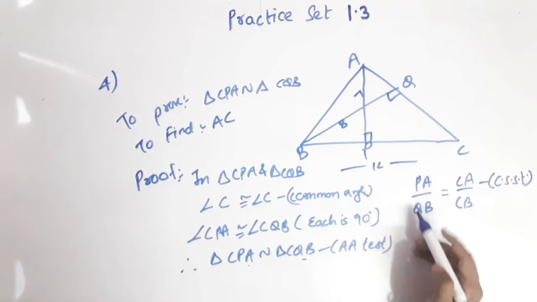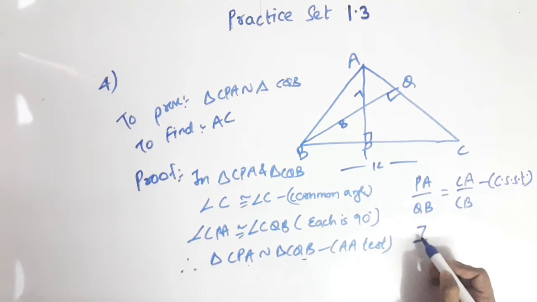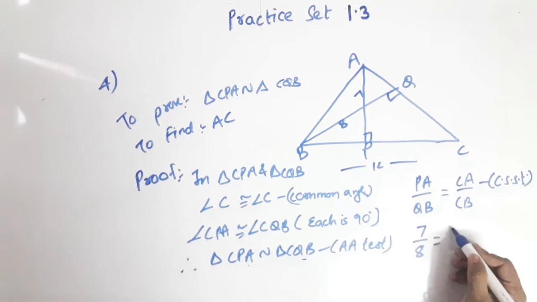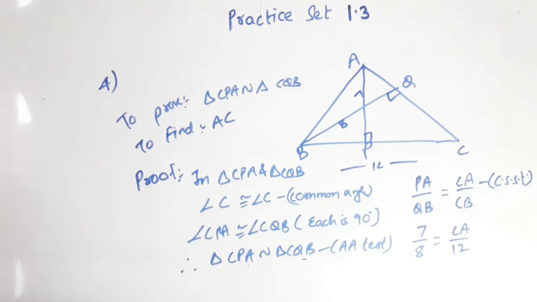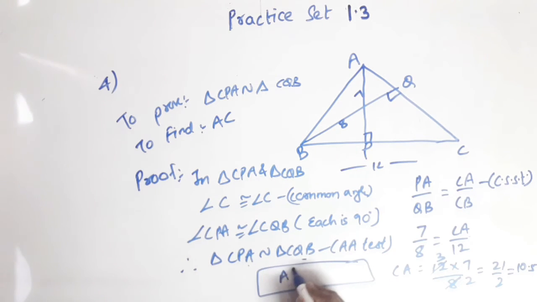Now let us write their measures. PA it is given 7, BQ is given 8, CA we have to find, and CB they have given 12. So simple cross multiplication, CA equals to 12 into 7 upon 8. Now 4 2s are 4, 3 7s are 21 by 2, which is equal to 10.5. Okay, so your answer is AC equals to 10.5. Okay, then let us move on to the next one, fifth one.